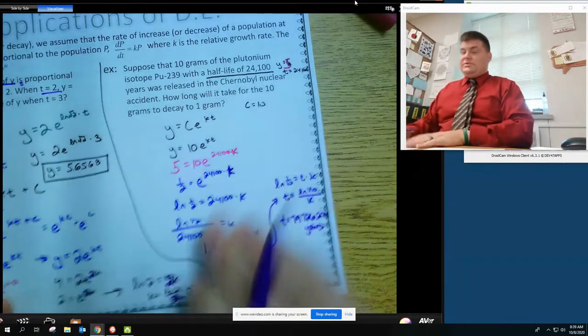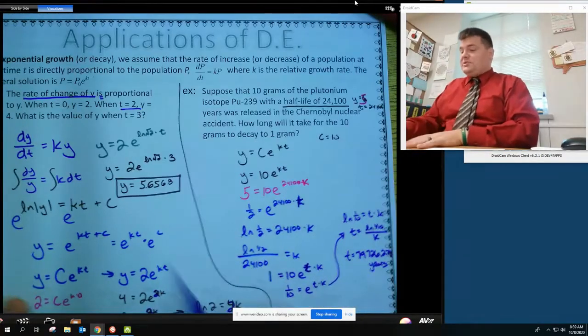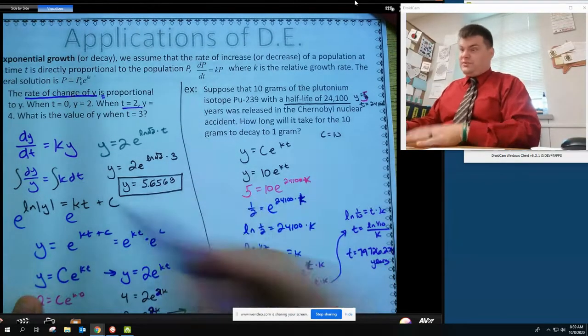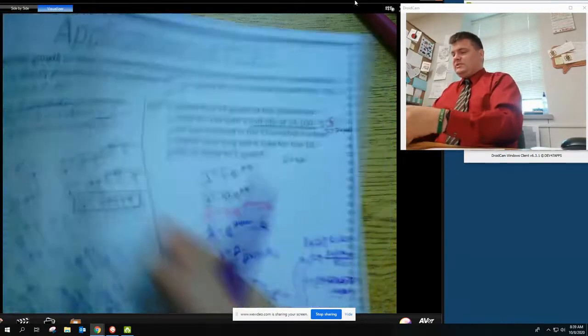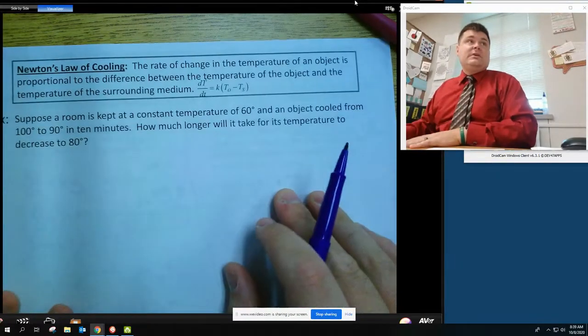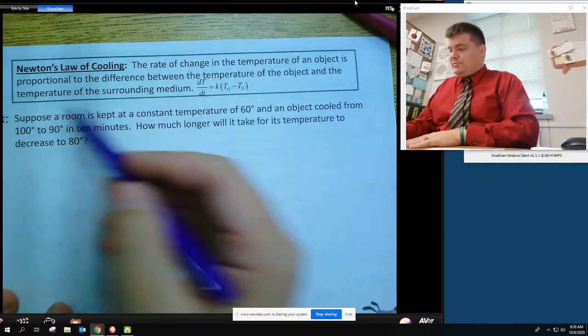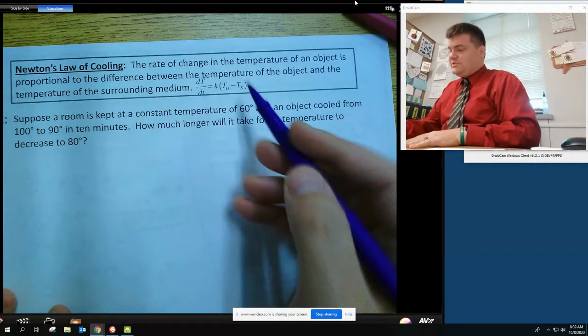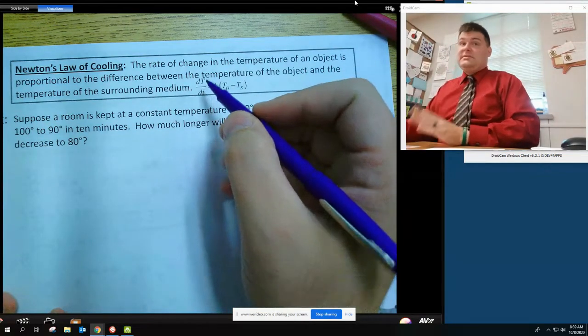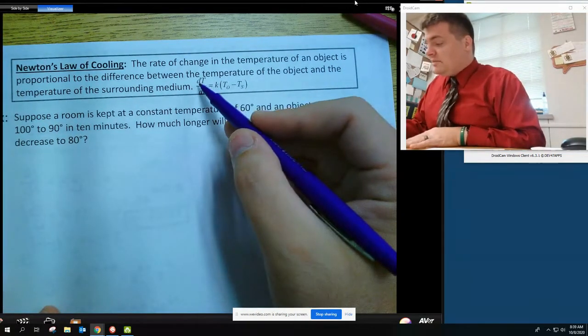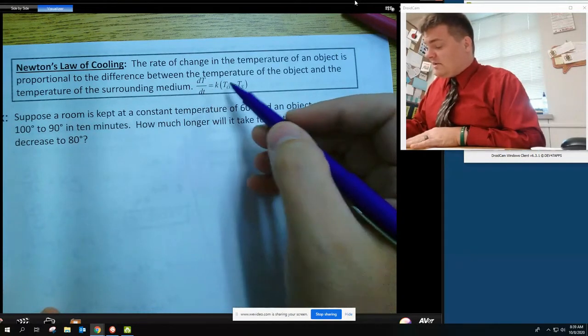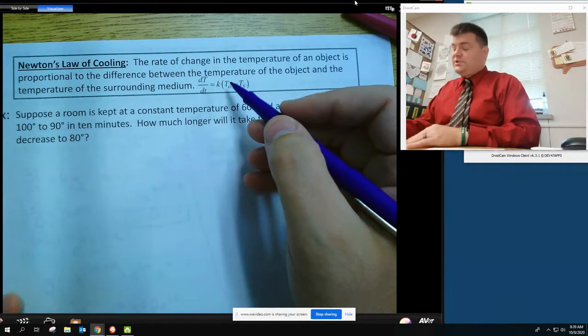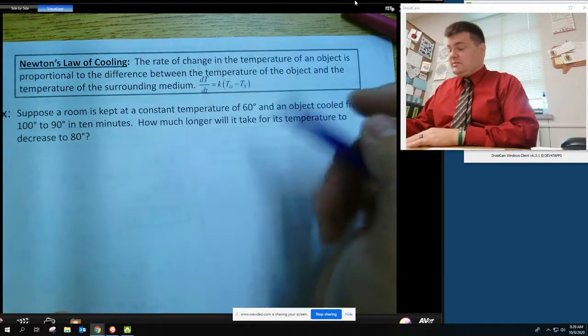All right, so I said there's 2 types that we're going to be doing today. There's 3. So we just did exponential growth, decay. That's really just 1 type. And let's go ahead and do our last type, which is Newton's law of cooling. So the rate of change of the temperature of an object is proportional to the difference between the temperature of the object and the temperature of the surrounding medium. So big T stands for temperature, little t is time. So dT over dt is equal to k times big T naught, which is the original, minus big T sub s, which is the surrounding.